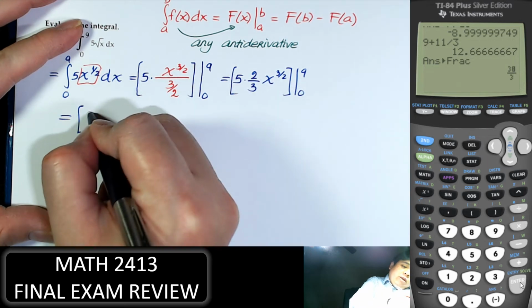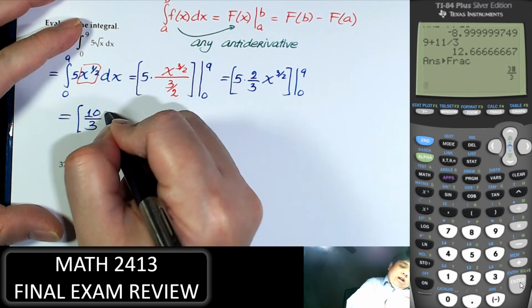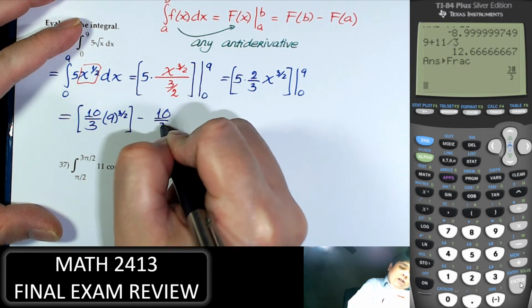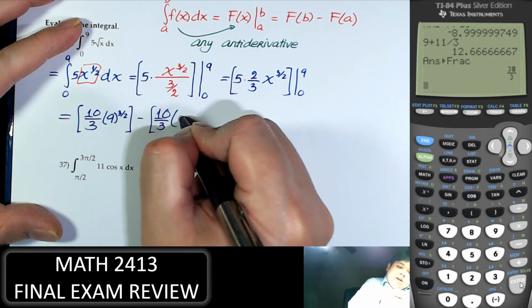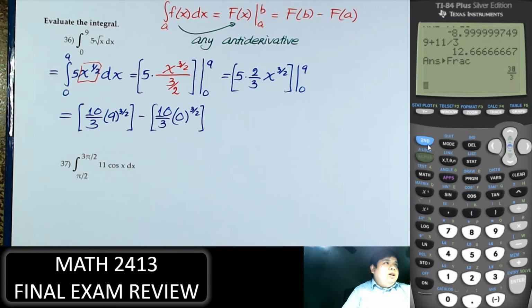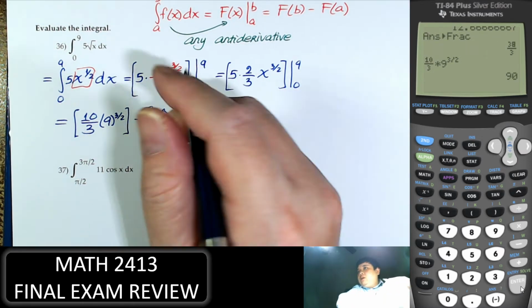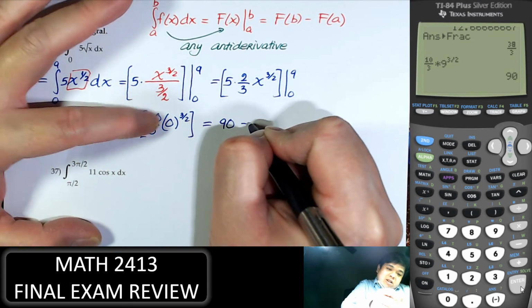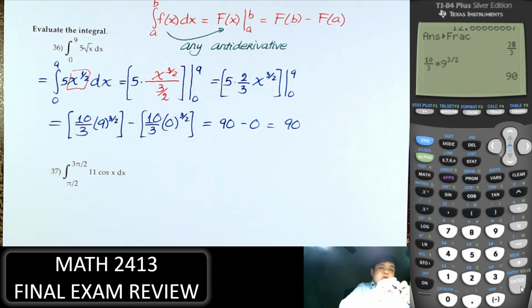That gives us 10 over 3, by the way. Now put 9. And then 0. Right. What is 10 over 3 times 9 to the 3/2? It is 90. So it's 90 minus 0, because we can check the answer.